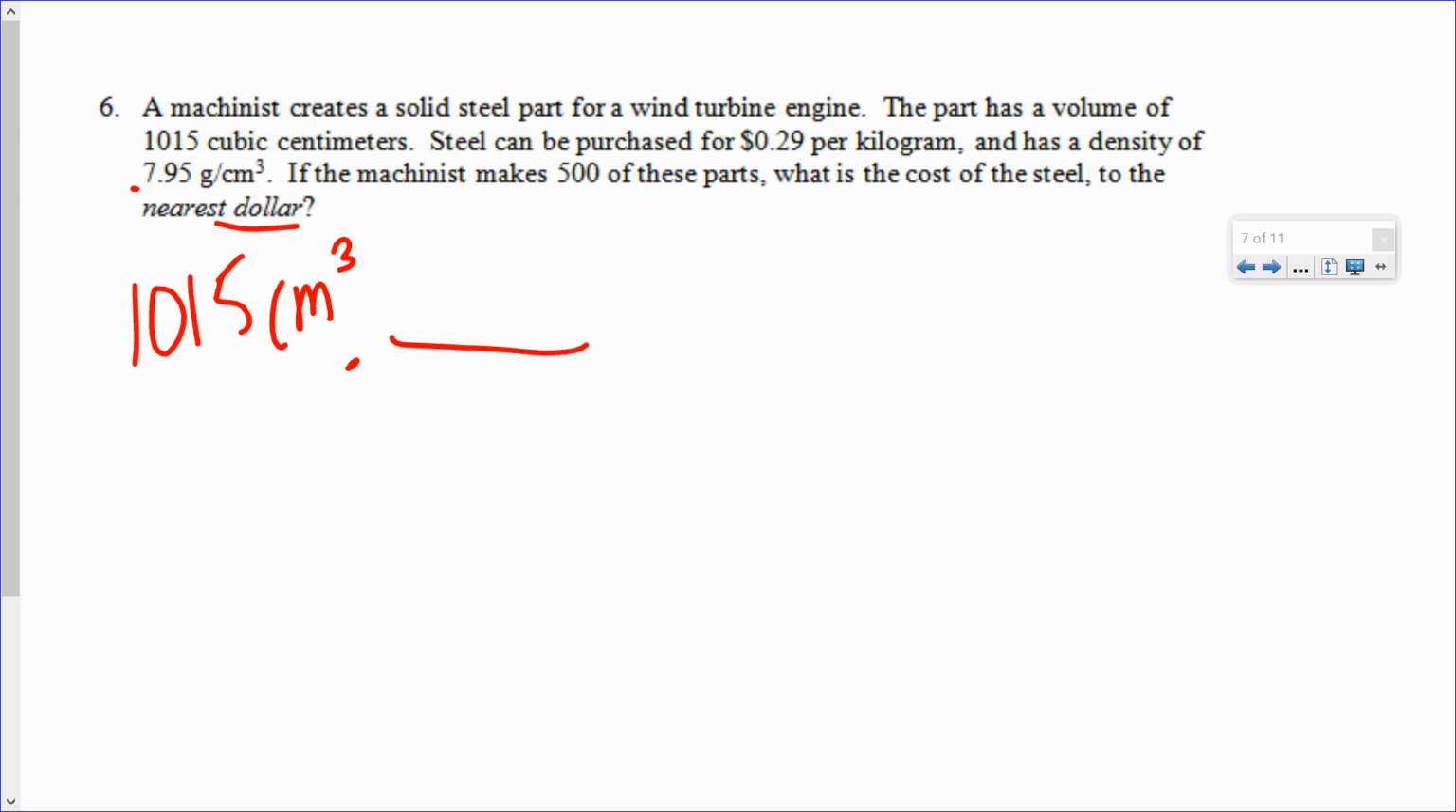Okay, there's cubic centimeters. So cubic centimeters goes on bottom. I'm changing cubic centimeters to grams. 7.95 grams is 1 cubic centimeter. Cubic centimeters are gone. Now I have grams. I'm looking for grams. I'll give you a moment to find that. There's a little twist here. Look for grams.